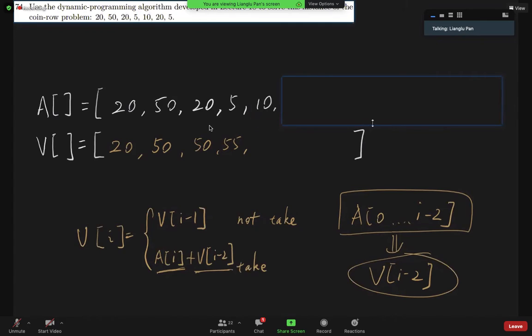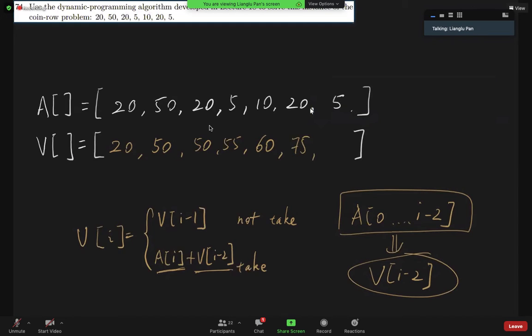Then we keep going. For the next coin, which is 10 cents, if we are not taking it, then the maximum would be 55. If we are taking it, then we also get Vi-2, which gave us 50. So 50 plus 10 giving us 60. Looks like this is the best we can do. Keep moving to the next coin. We have another 20 cents. So if we are not taking it, we have 60. But if we're taking it, then we get 75.